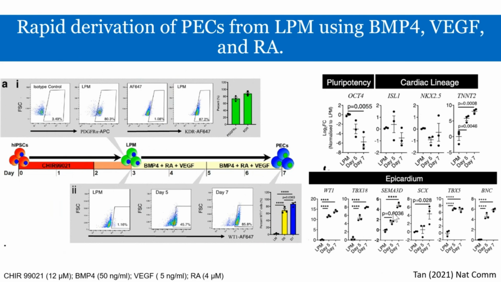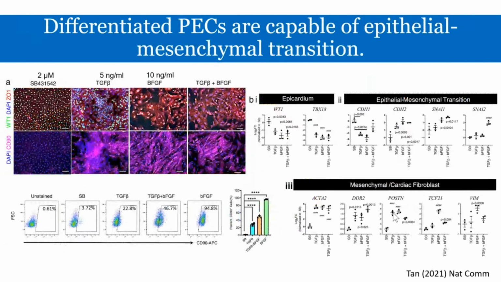BMP4 and retinoic acid are the key morphogens directing these pre-epicardial cells, and VEGF is mainly for inducing the proliferation of those cells in our hands. As you can see, during the entire differentiation process, upon all these stimulations, the pluripotency of the cells decreased, and the cardiac lineage markers did not change except for troponin T gene expression. Although we see significant expression of troponin T in these cells, we don't see the protein at these levels. However, we see significant changes in epicardial-related markers such as WT1, DBX18, SEMA3D, SCX, TBX5, and BNC. All these markers indicate the identity of the pre-epicardial cells that we obtained.